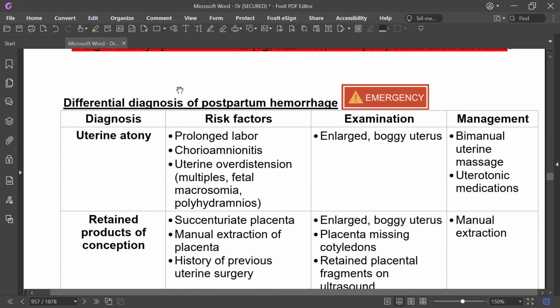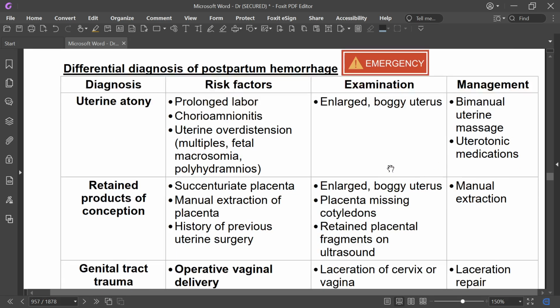Differential diagnosis of PPH: uterine atony, very high yield. On examination in uterine atony, there is an enlarged boggy uterus, treated with bimanual massage, uterine massage, and uterotonic drugs. Risk factors are prolonged labor, chorioamnionitis, and uterine overdistension due to fetal macrosomia, multiples, and polyhydramnios.